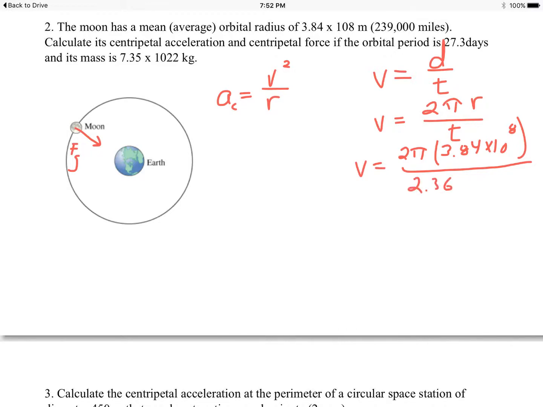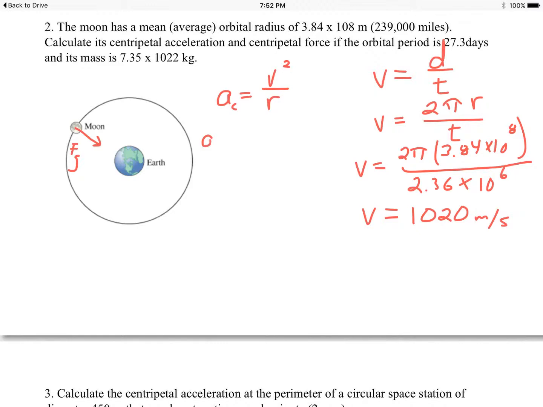2.36, so 2,360,000 seconds, so 2.36 times 10 to the 6th seconds. So the tangential velocity of the moon turns out to be just over 1,000 meters per second, 1,020 meters per second. Now that's over 2,000 miles per hour tangential velocity, but it's got a long way to go to get around the Earth in 27 days.